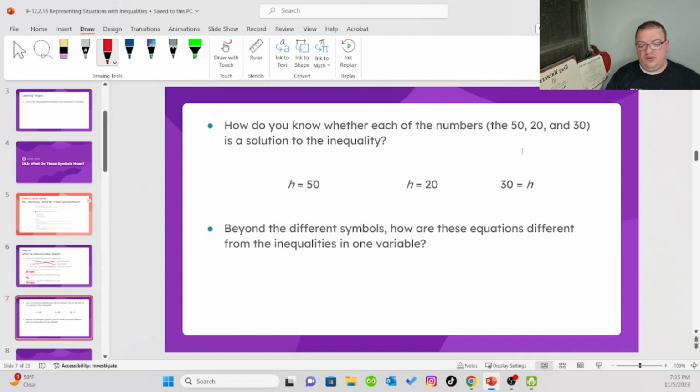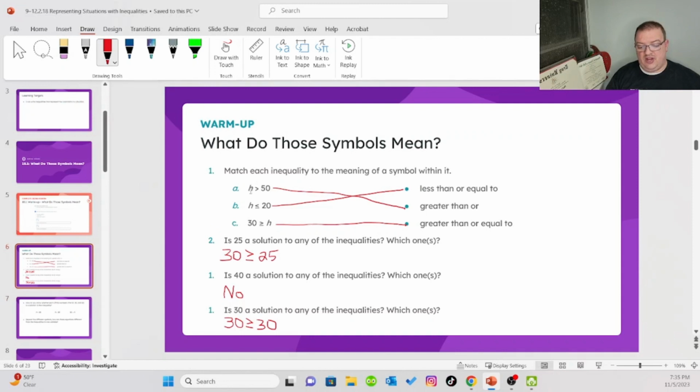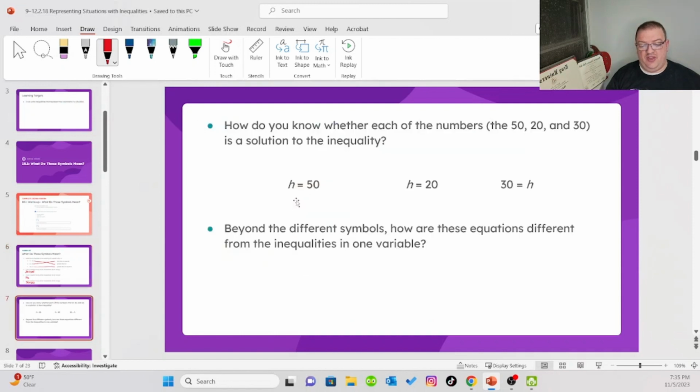How do you know whether each of the numbers 50, 20, and 30 is a solution to the inequality? So what we can do is substitute the number in for h and then see whether or not they work.